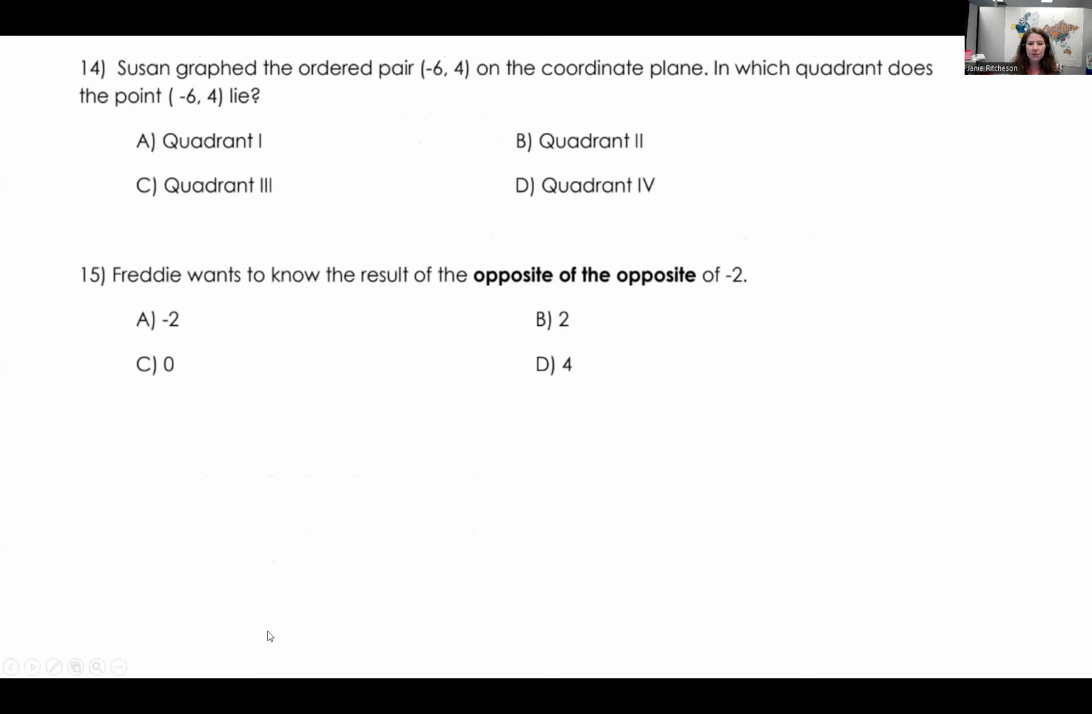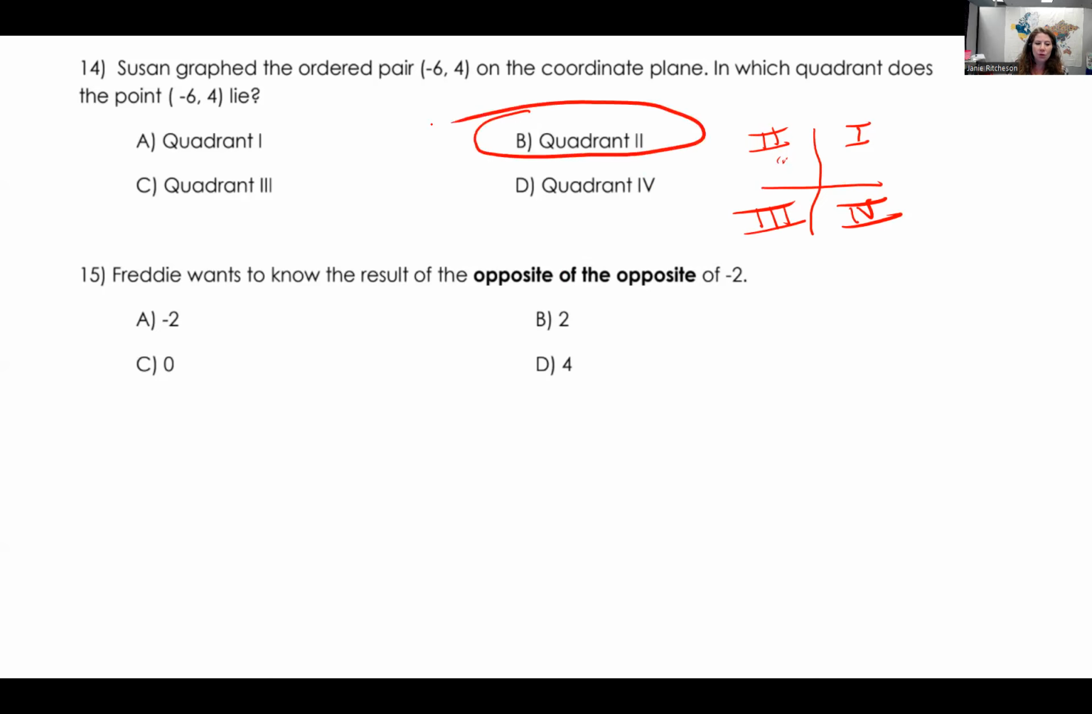He has $0. Susan graphed the ordered pair -6, 4 on a coordinate plane. In which quadrant does -6, 4 lie? So we have quadrant 1, 2, 3, and 4. If we start at the origin and we go left 6 and up 4, that puts us in quadrant number 2.